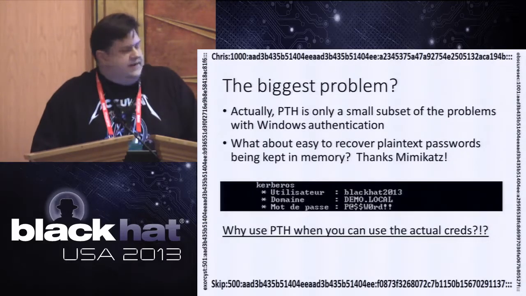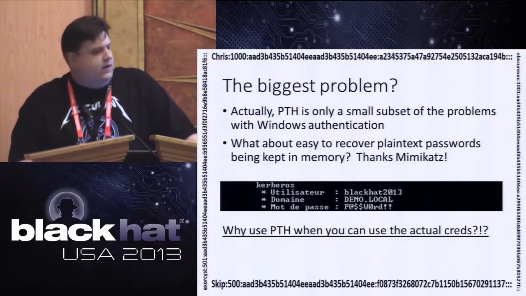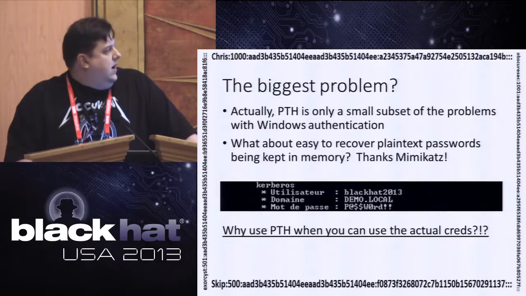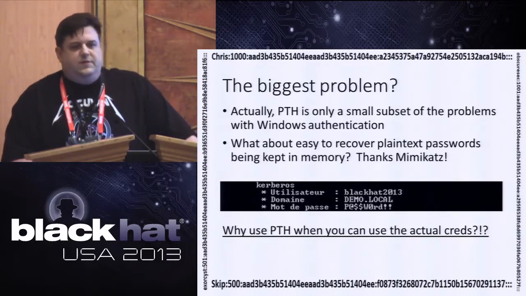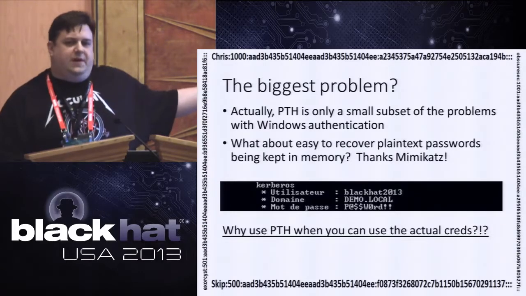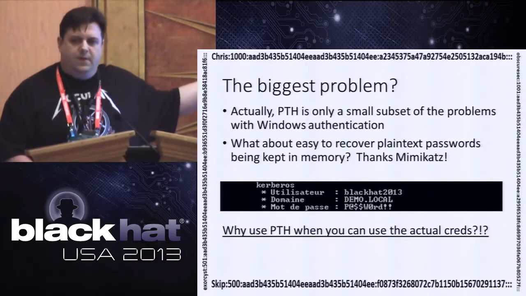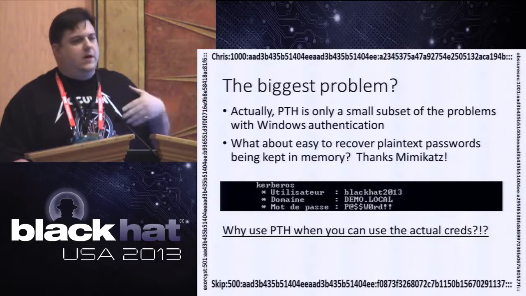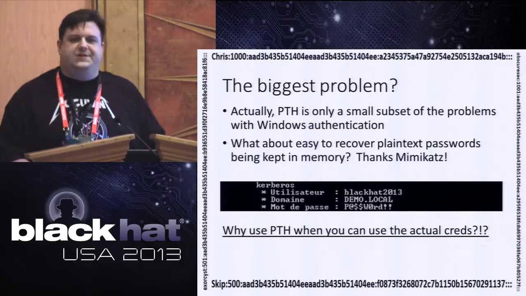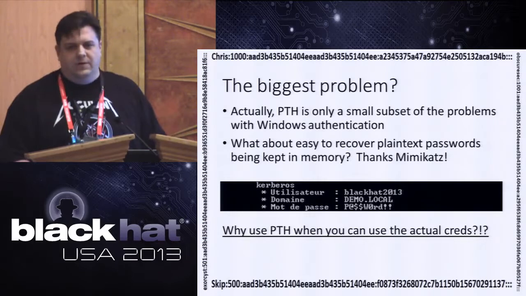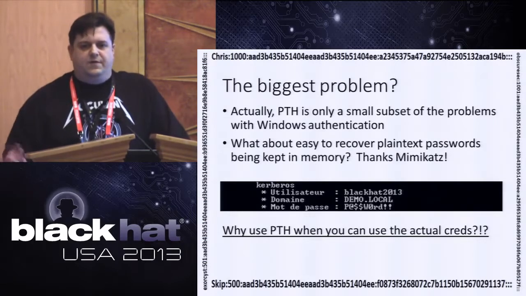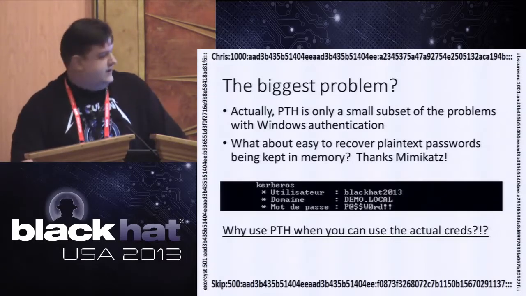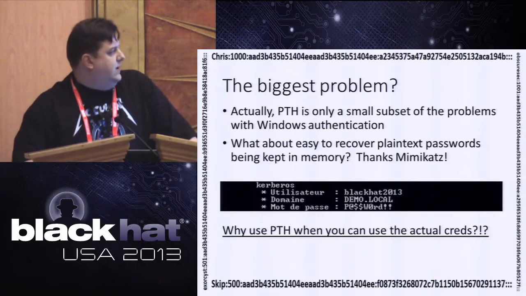Like I mentioned earlier, pass the hash is only a small subset of the problems that are there in Windows authentication. You know, obviously, if you can just read the actual username and password out of memory, that would be far easier than using pass the hash or anything else. Credentials are a user's main form of persistence on your network, and they're extremely portable. You can go from one machine to another machine if you actually have the username and password. So a lot of people in this day and age have been asking, you know, why pass the hash when you can use the actual creds?